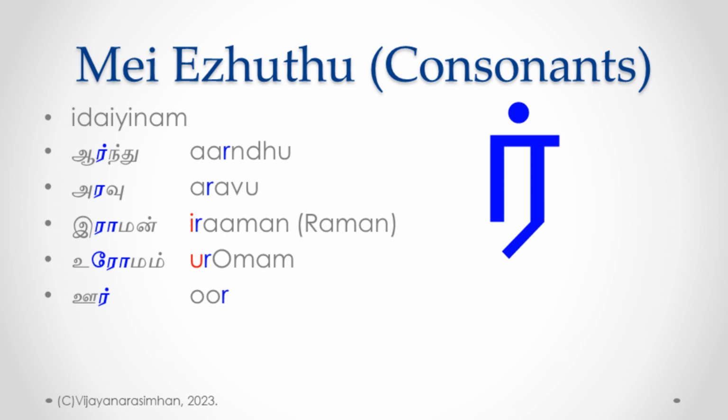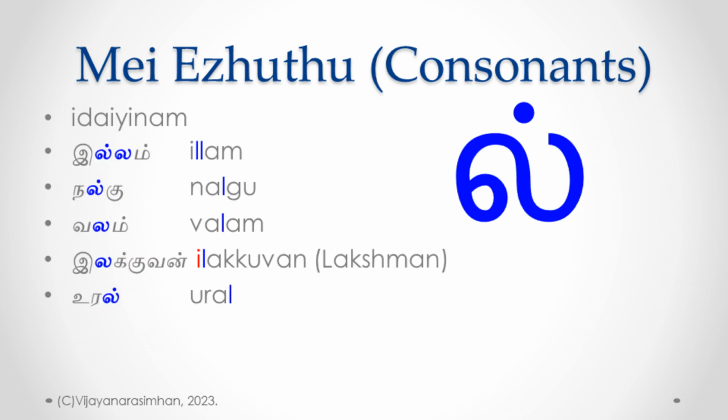So once again, ir sound, and this is the ir, which is a trill. So this is a trill ir sound. There's another ra sound in Tamil, the hard consonant ra, that is a retroflex. That is not a trill. So this ir, you can roll. You can roll that ir. So when you say arndu, koorndu, ir, you can roll that. But the consonant ra, you can't roll that. So they are basically 2 different sounds. We have to be clear about that. So arndu, ir, arndu, aravu, raman, romam, ur, illam, nalgu, valam, ilakkuvan, Lakshman.